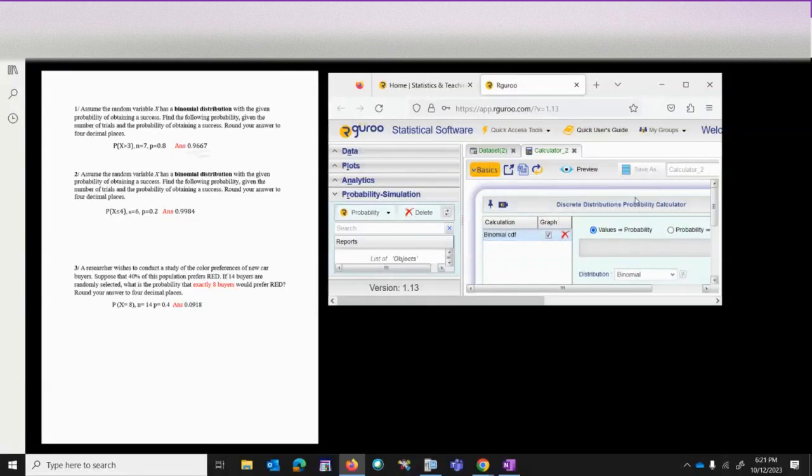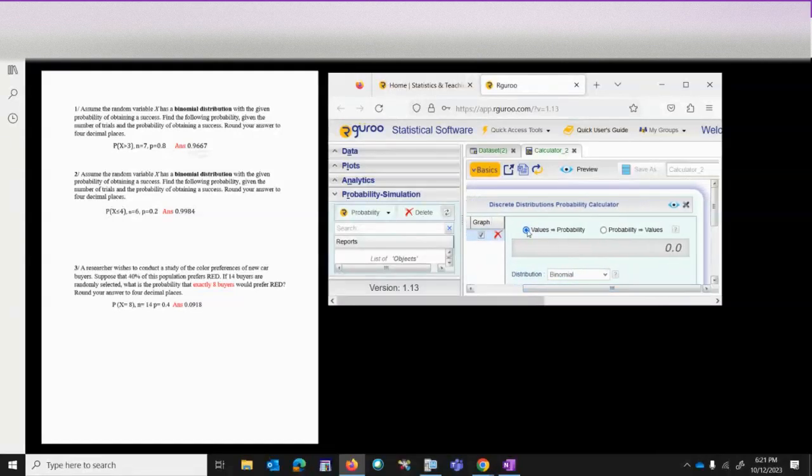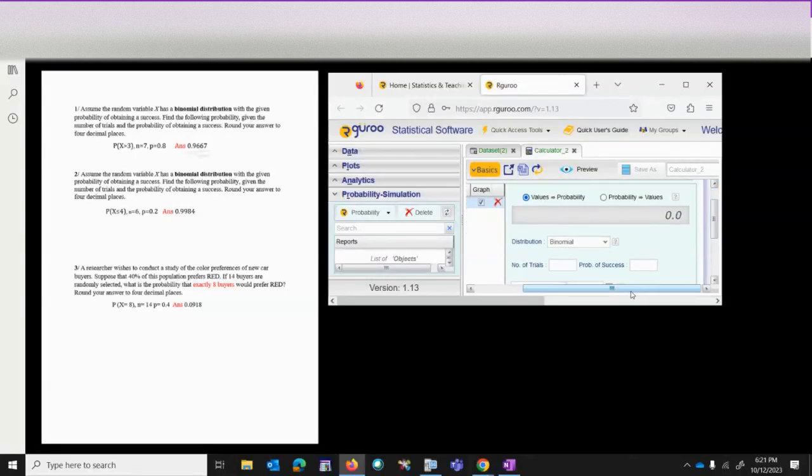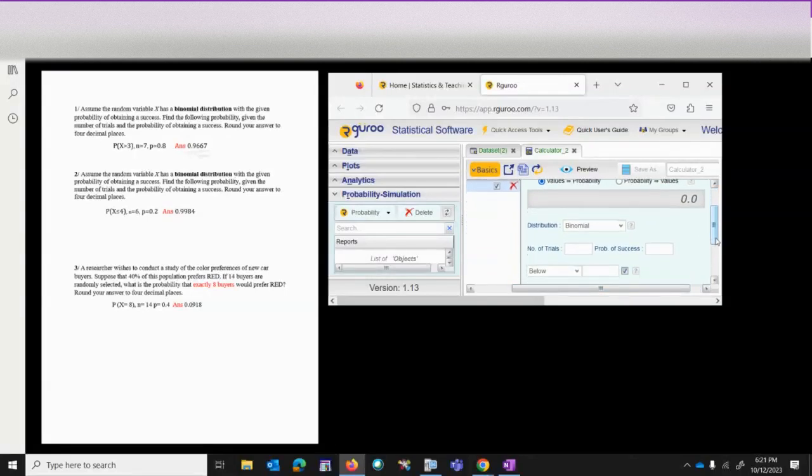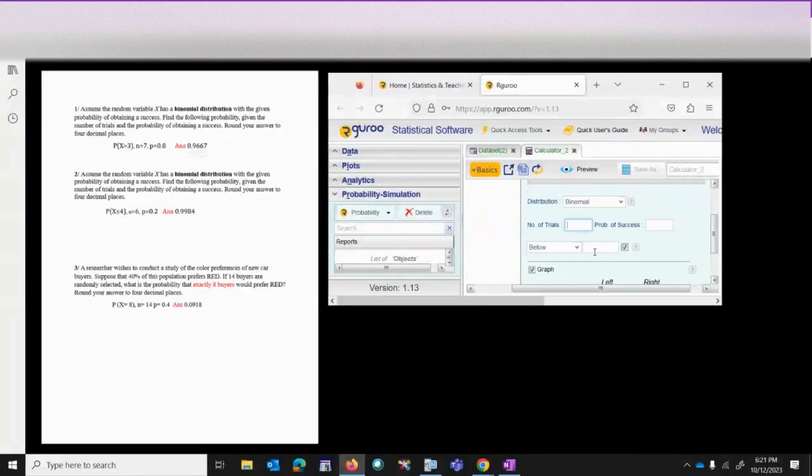Make sure value probability is selected, and then scroll down that box and make some changes. The first thing is the number of trials box. You have to fill in the number of trials. As you can see, in question number 1 you have 7 trials, so all you have to do is write 7 in that box. The probability of success is 0.8.